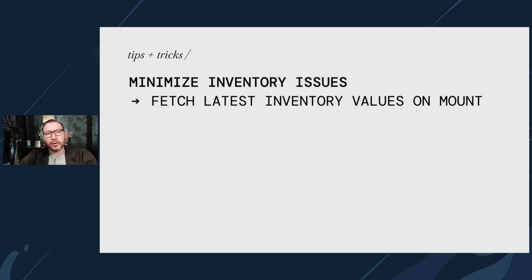So what we do is we server-side render all of our product pages, and then as soon as those product pages mount in the client, we go ahead and fetch the latest inventory. And that way we know that when a user is interacting with something like a size selector, that's an accurate representation of what's actually available in Shopify.